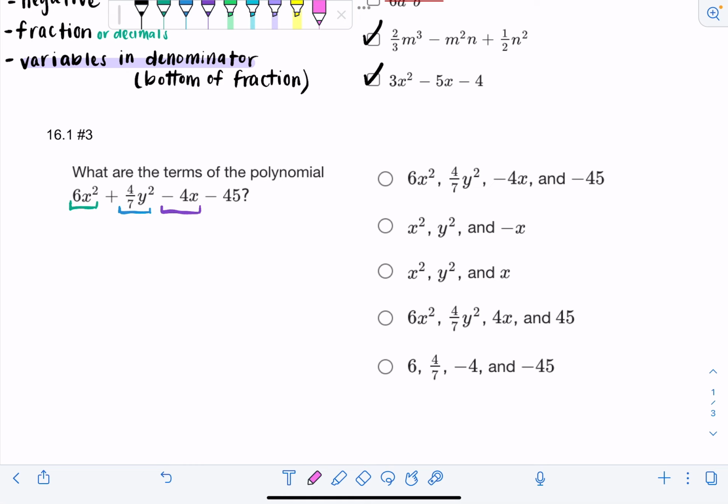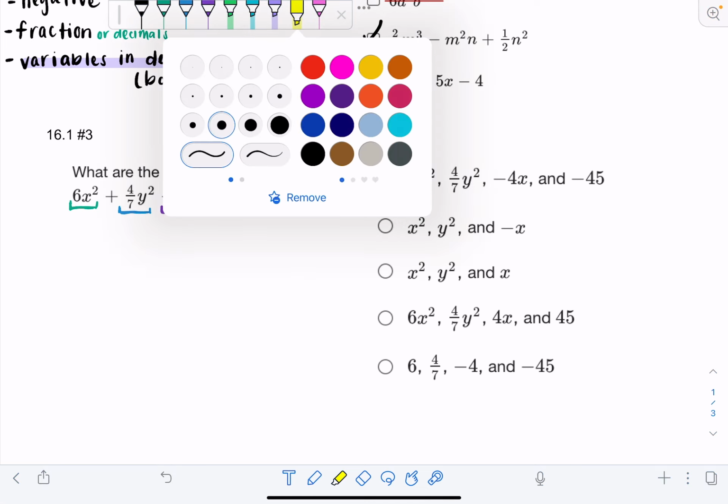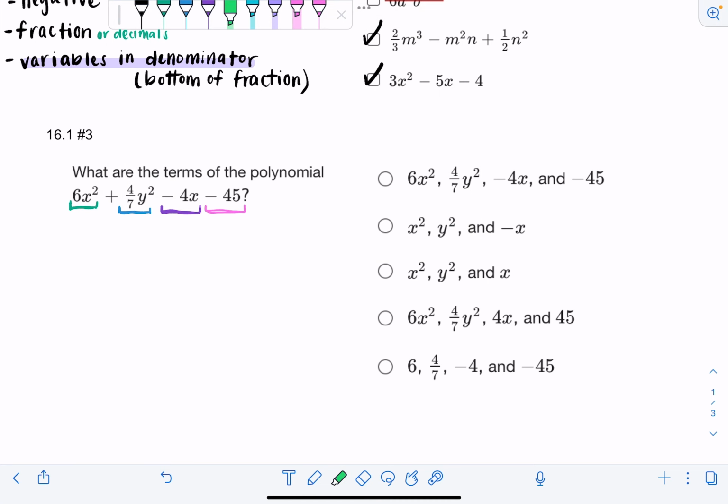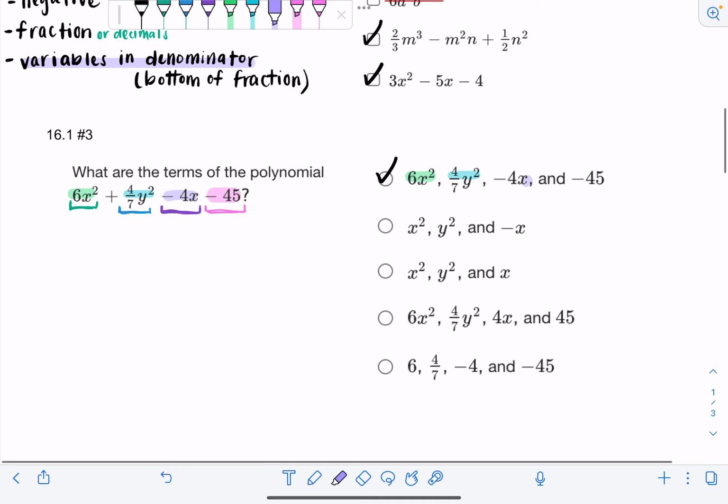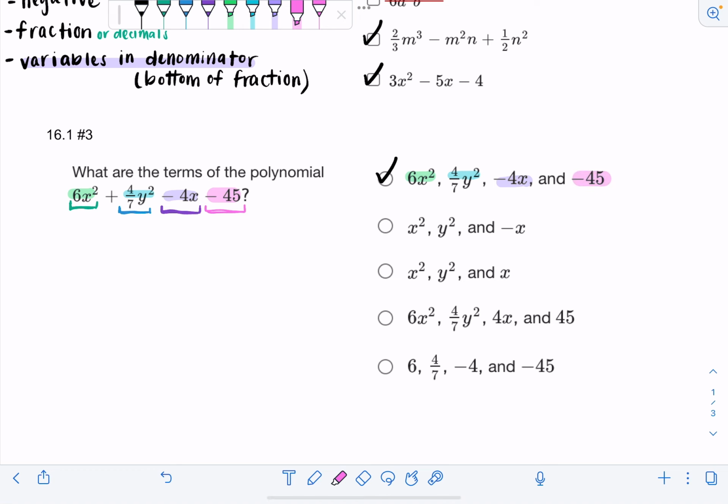And then the last one, the minus 45, so the minus would belong with that 45, making the term a negative 45. Okay, so each term: 6x squared, plus 4 sevenths y squared, negative 4x, and then a negative 45. So on mine, it's the first option. So this one right here. So there's the 6x squared, 4 sevenths y squared, negative 4x, and then negative 45.